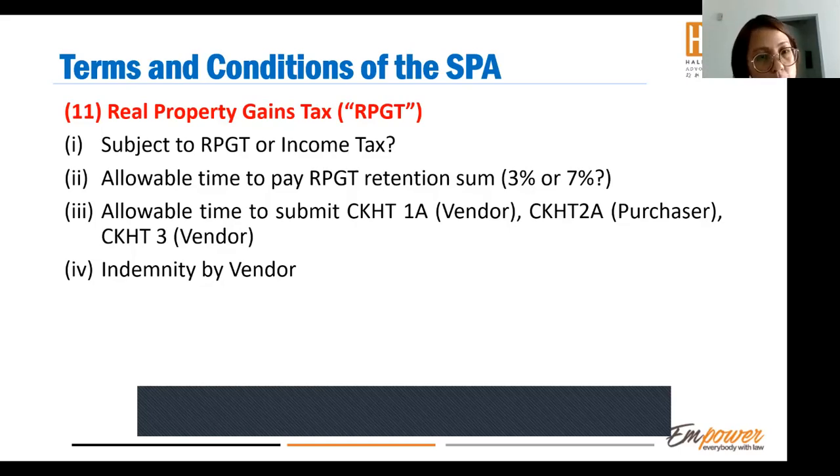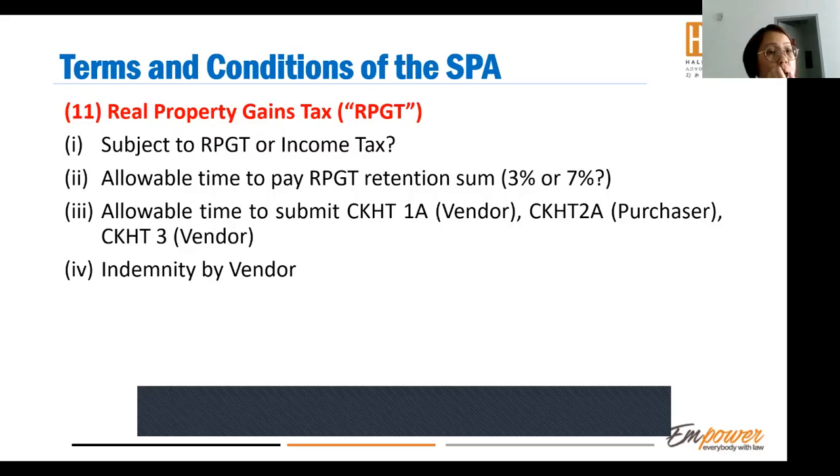Okay. So if RPGT needs to be paid or retained under the RPGT Act, then make sure the retention sum is retained by the purchaser or the purchaser's lawyer in accordance with the law. Under the section, if not mistaken, 21A or B, it should be 21B of the RPGT Act, it mentions that the purchaser has the obligation to retain a sufficient sum, which is either 3% or 7%. It depends on whether the seller is a foreigner or a Malaysian citizen, and to submit it to the DG of the Inland Revenue Board within 60 days from the SPA date, or 60 days from the unconditional date. Any delay in payment will cause a late payment penalty, which is 10% of the payable tax.